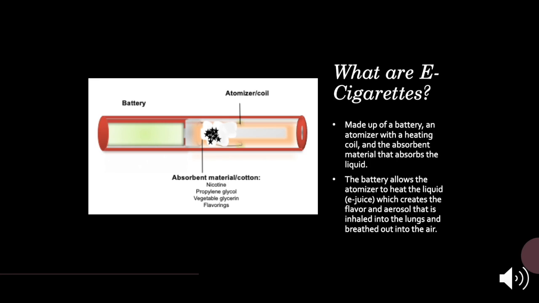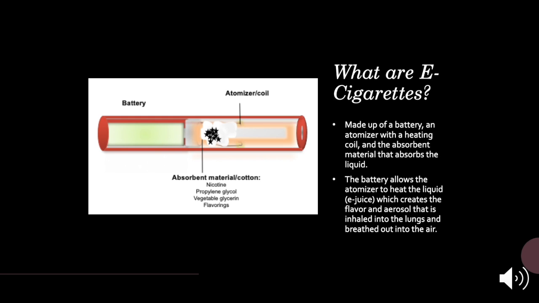So what are e-cigarettes? E-cigarettes are made up of the battery, the atomizer with a heating coil, and lastly the absorbent material that absorbs the liquid. So in this picture on the left, we have the battery, which is the green part on the left side. And then we have the atomizer with the heating coil on the right side with the orange pinkish shadow. And then in the middle, we have the absorbent material as well as the cotton, which is represented by the white part. And then the black stars represent the flavorings.